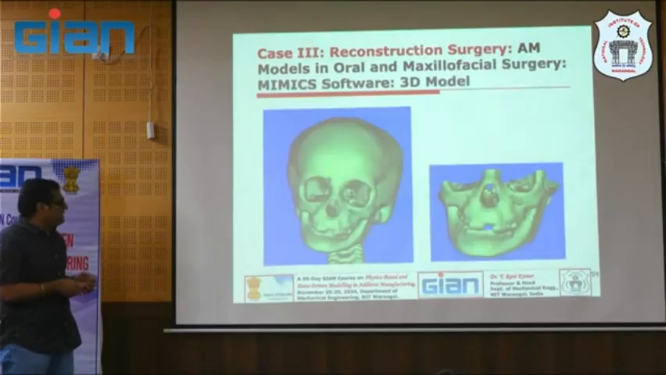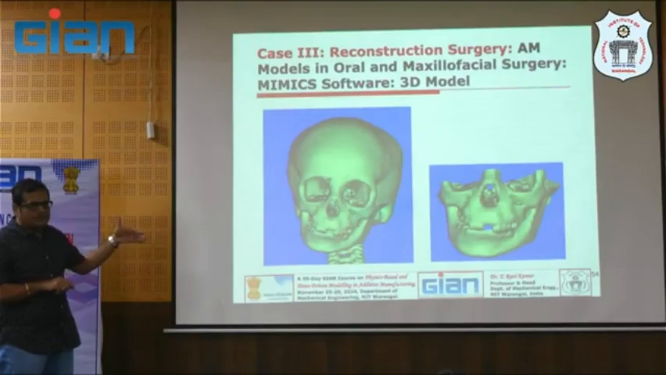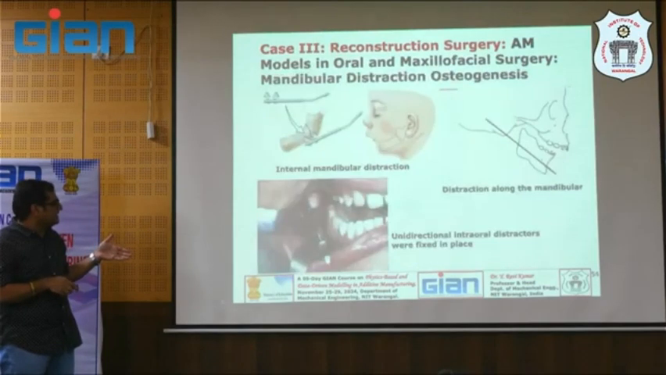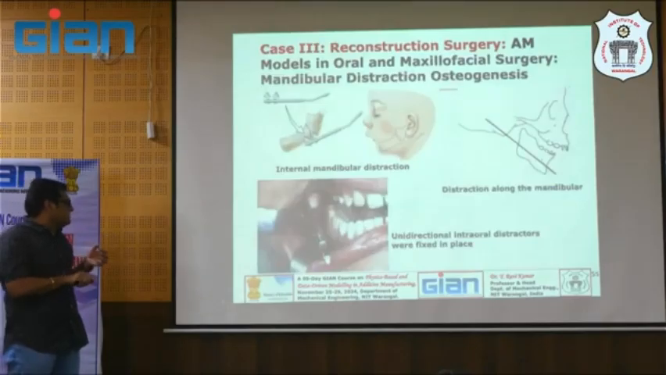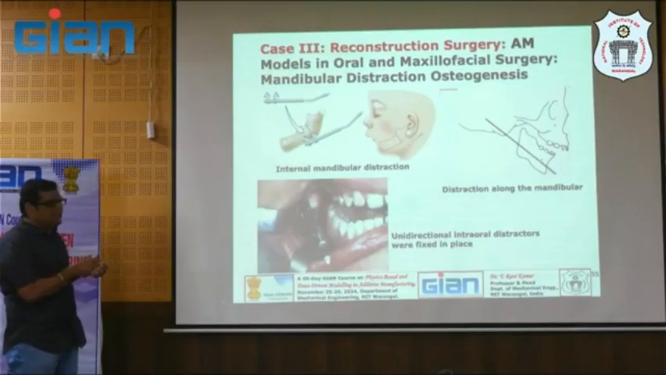But anyway, here in this case the CT data has been taken and it has been reconstructed. Now this is a Mimics generated 3D model after taking the CT data and reconstructing it, and then they will use this device called a distractor. So they will cut the bone and leave that bone, and bone will have its natural growth, right? And then that growth will be controlled by this device, and if you rotate it, it will be advancing.